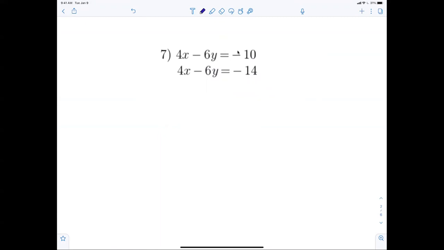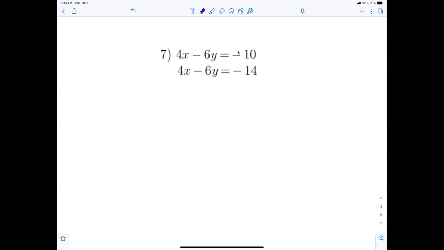Now we're having some more troubles here. Can we just add these? Can we add these? Yeah, but is it valuable to add them? No, because the objective is to eliminate a variable, right?